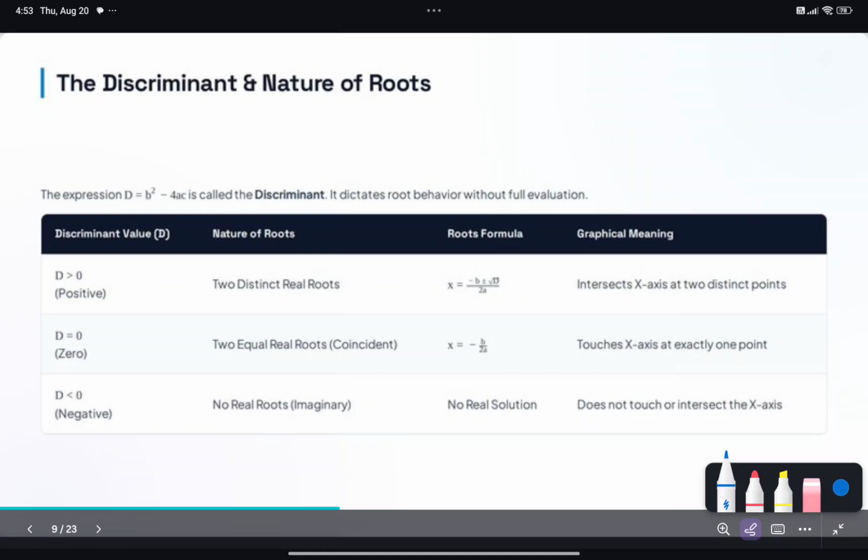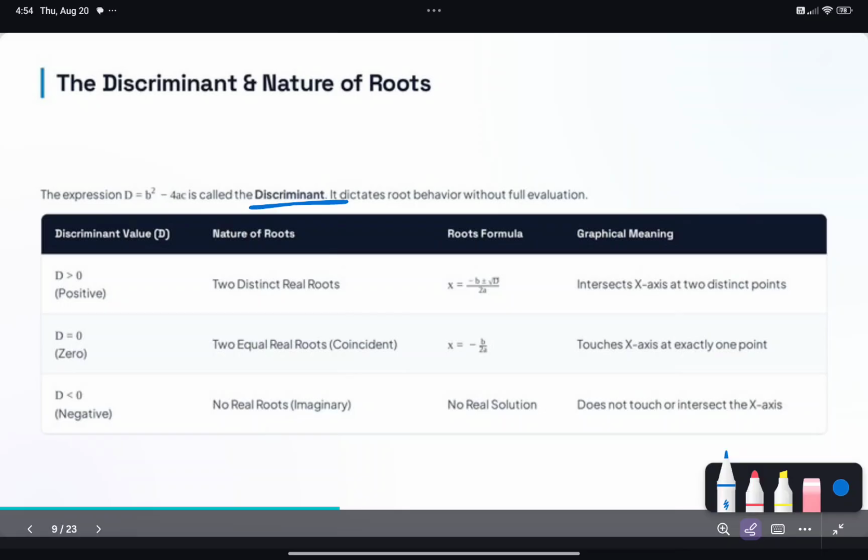The expression d. Yes or no? b square minus 4ac. Simple. D means discriminant. D is equal to b square minus 4ac. It is called the discriminant. It dictates root behavior without full evaluation. Clear? How does it help? For example, substitute all the values in this equation. You get some value. If that value is positive, roots exist; if it is equal to 0, roots exist.